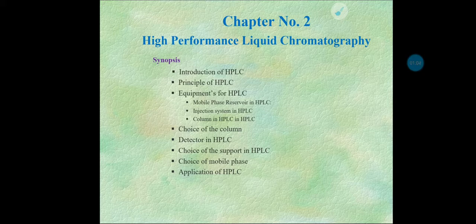Now we will start the second chapter, high performance liquid chromatography. Shortly we call it HPLC. Sometimes we also call it high pressure liquid chromatography or high performance liquid chromatography.